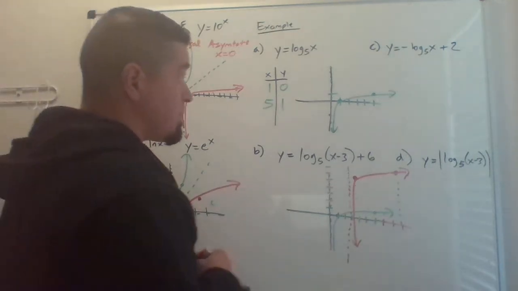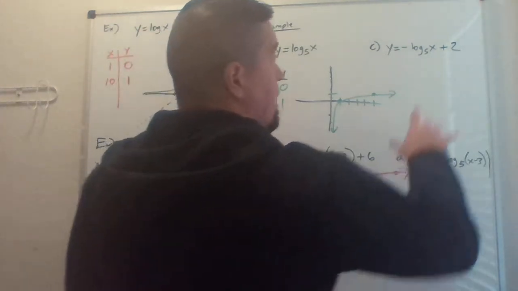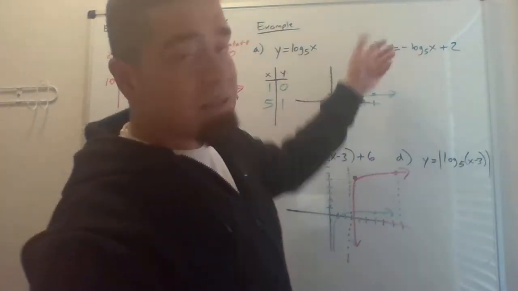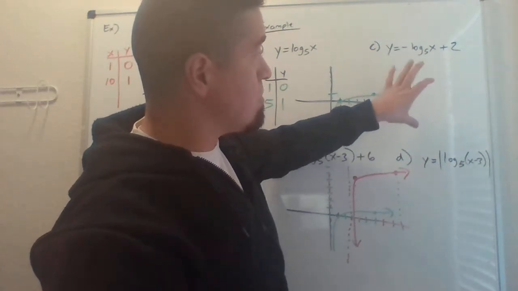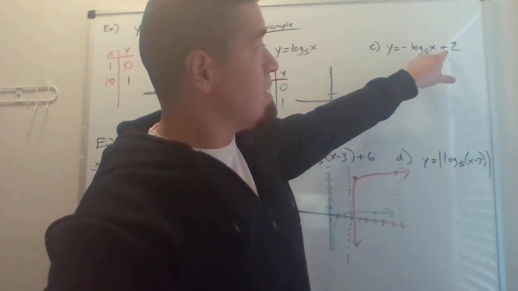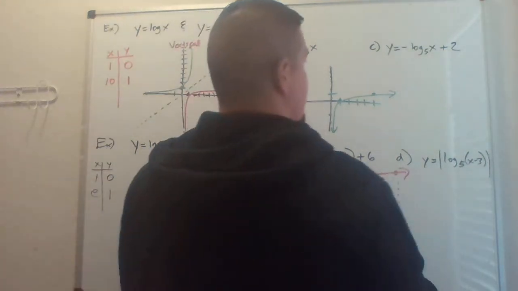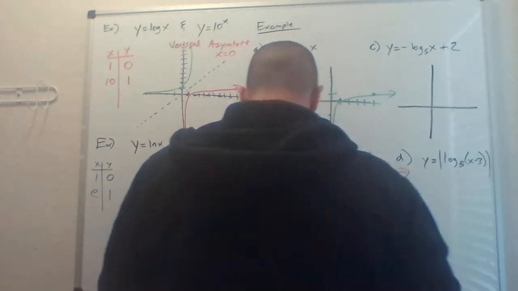Okay, so let's go with this one here. So what's the transformation being done to log base 5 of x? Well, the negative tells me that's a reflection across y equals 0, or the x-axis, and then the plus 2 tells me I'm going to shift it up 2. So we'll do those one at a time.